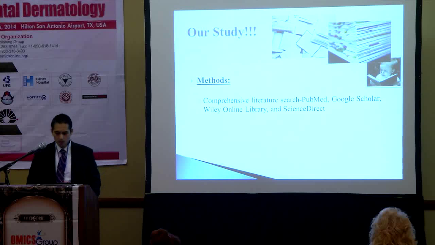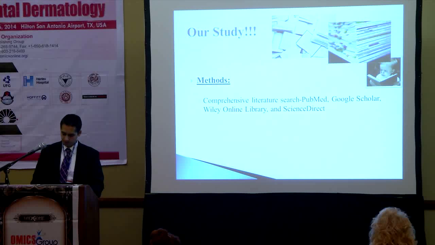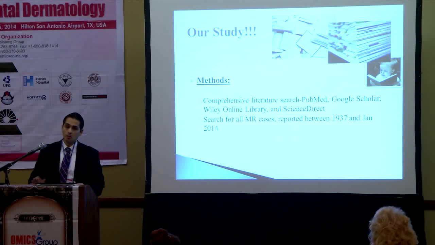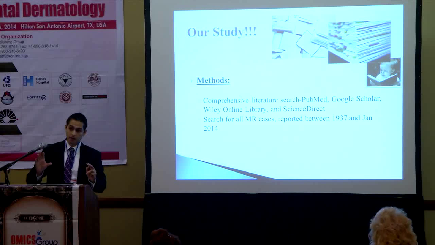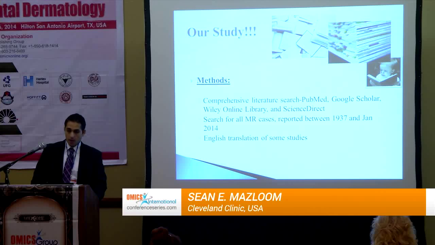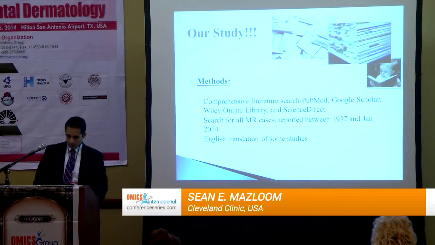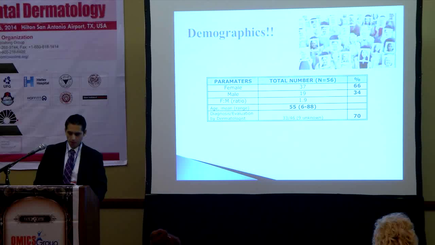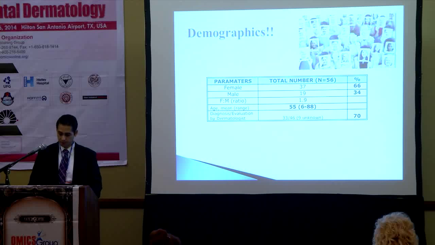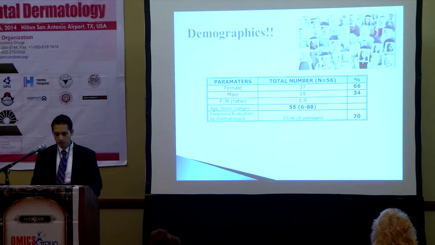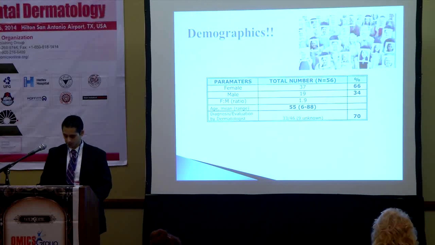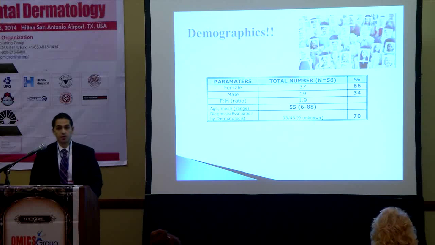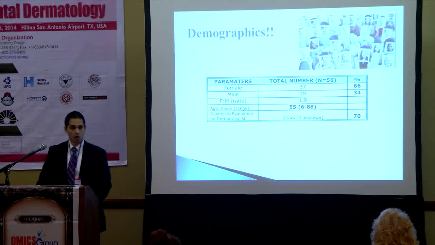So in our study, we did a comprehensive literature search looking at various search engines, looked at all MR cases ever reported since 1937 when the first adequate case was reported till now, and we obtained the English translation of some of the studies as well, and what we found was 56 cases in association with malignancies. What were our results? Females are twice as commonly affected as males, with a 2-to-1 ratio of female to male. The age at the onset of MR presentation was 55, which was slightly higher than what was reported previously at age 45 for non-malignancy related cases. However, as you can see, a wide range of ages are associated with this condition. And of note, 70% of these reports have been diagnosed and evaluated by dermatologists.